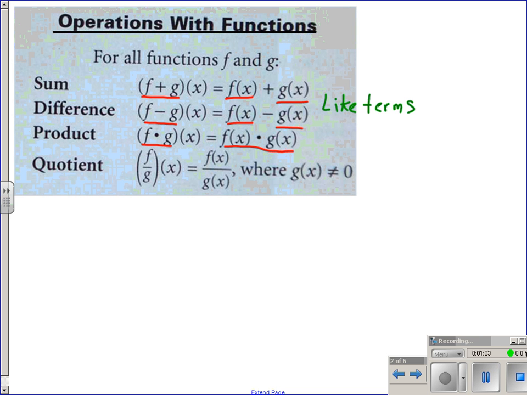With the quotient rule, there is something a little bit different. You cannot divide by 0. So this function, f over g, only exists when that denominator function g does not equal 0. And so the question is, what are the x values that make function g equal to 0? That becomes part of the restrictions of the function. So we're talking about domain with that, and we'll do an example of that.